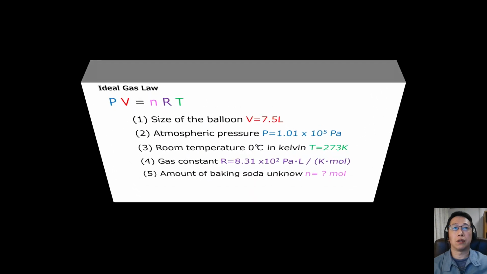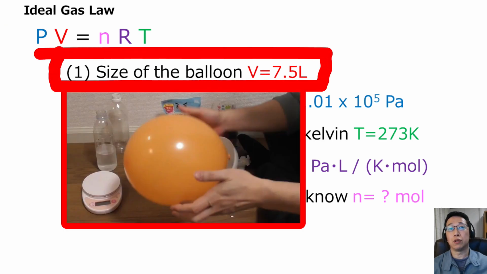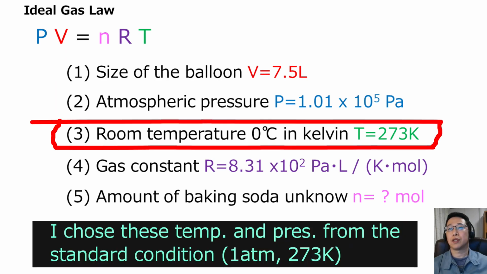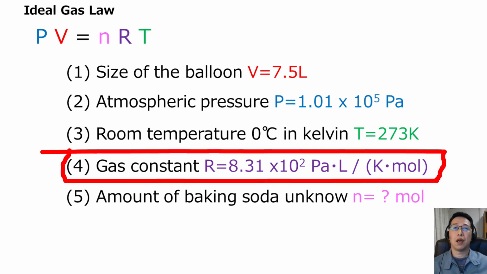Let's do the calculation. This is the famous ideal gas law. PV equals nRT. V is the volume of the balloon, or the amount of carbon dioxide you need. I looked up on the internet that the particular balloon holds about 7 liters. I want a little more to take into account gas leak, so I chose 7.5 liters. P is atmospheric pressure in Pascal, temperature is 273 Kelvin, gas constant R, you don't need to calculate, you just look it up on the internet or in a book.